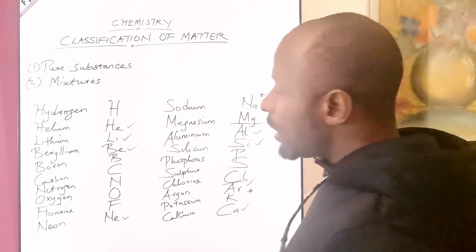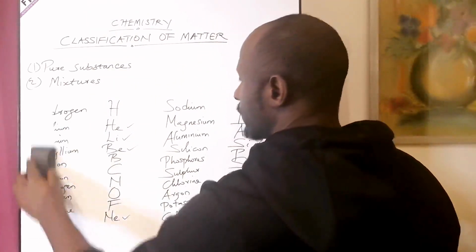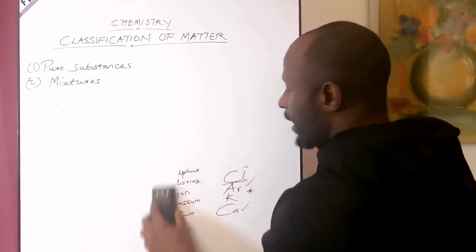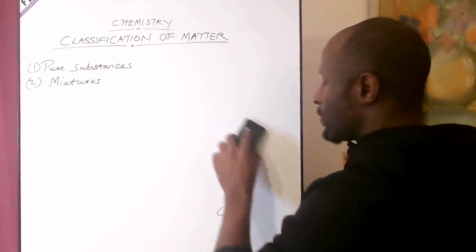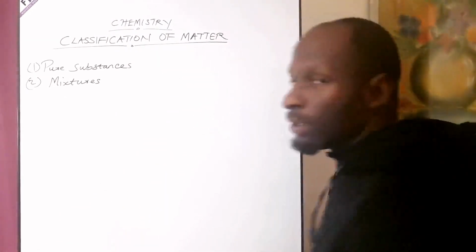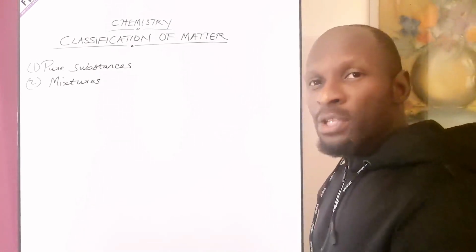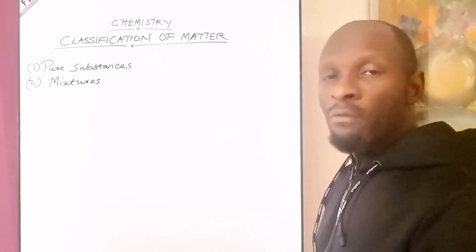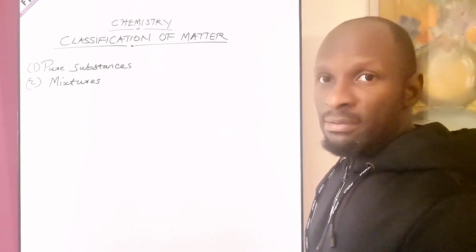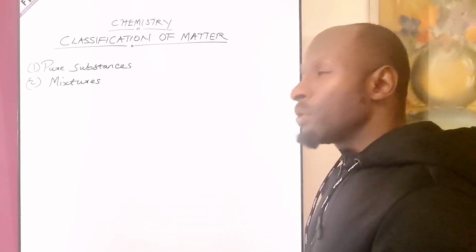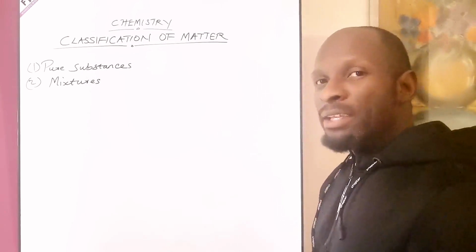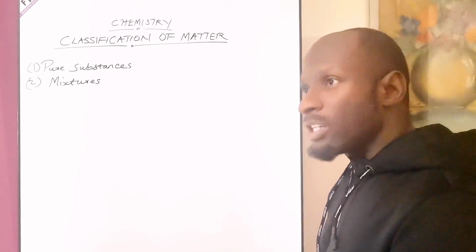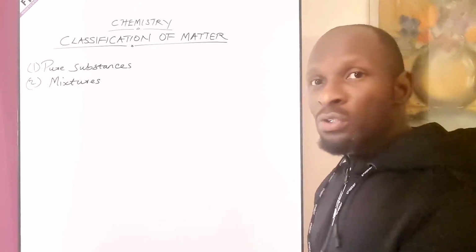Now let's talk about compounds without wasting further time. A compound is a pure substance. I'll prefer to just talk about it without writing on the board, but I'll repeat the definition so that you can write it on your own. A compound is a pure substance that is formed by combining two or more elements chemically. That is to say that a chemical reaction is required for a compound to be formed.